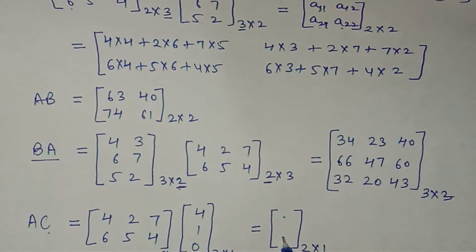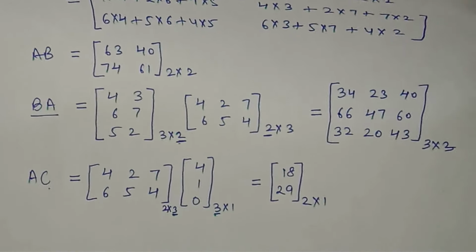So how do we get this? A11, that is first row multiplied with the first column. So first row, 4 into 4 is 16 plus 2 into 1 is 2, 7 into 0 is 0. So 16 plus 2 is 18. And similarly the second element is A21, which is second row of the first matrix multiplied with the first column of the second matrix. 6 into 4 is 24, plus 5 into 1 is 5, and 4 into 0 is 0. So 24 plus 5 is 29. So A into C can be calculated like this.